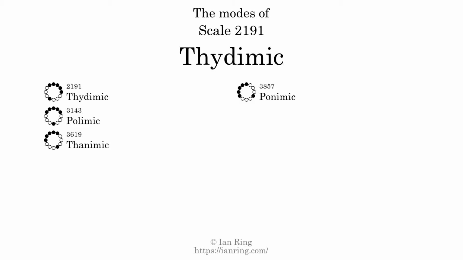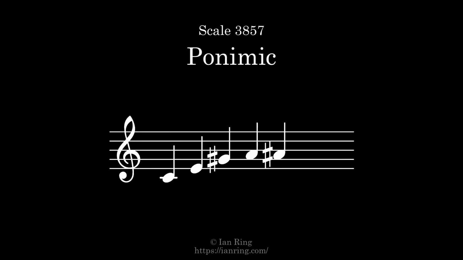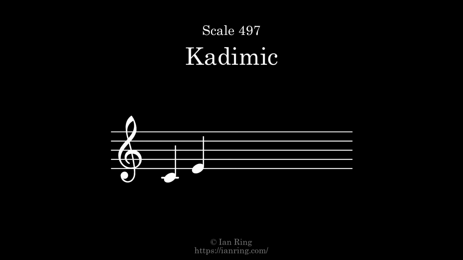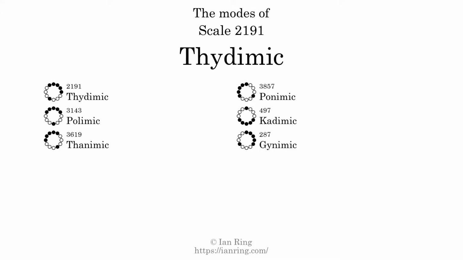The fourth mode is scale 3857, also known as panemic. It sounds like this. The fifth mode is scale 497, also known as cademic. It sounds like this. The sixth and last mode is scale 287, also known as genemic. It sounds like this.